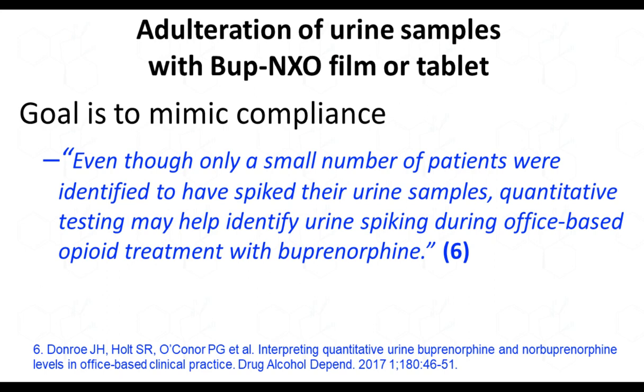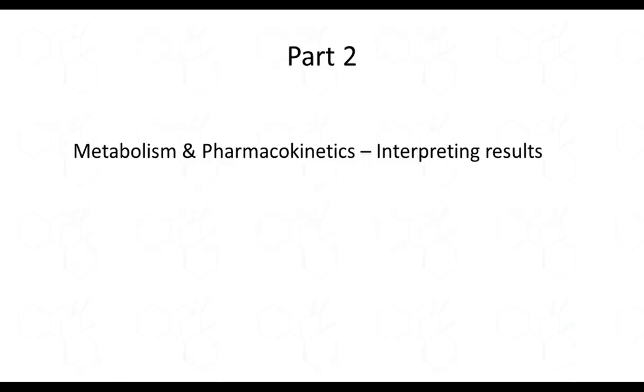Another reason that testing could be helpful is around the issue of adulteration of urine samples with the buprenorphine naloxone film or tablet. So the goal, of course, is to try to mimic compliance if a patient has not been taking their dose, or if they diverted some of it, sold it, or given it to a friend. This is a quote from a reference at the bottom of the page that I would encourage anyone who has to interpret results to read. I think it's very useful and well written. It says, even though only a small number of patients were identified to have spiked their urine samples, quantitative testing may help to identify urine spiking during office-based opioid treatment with buprenorphine.